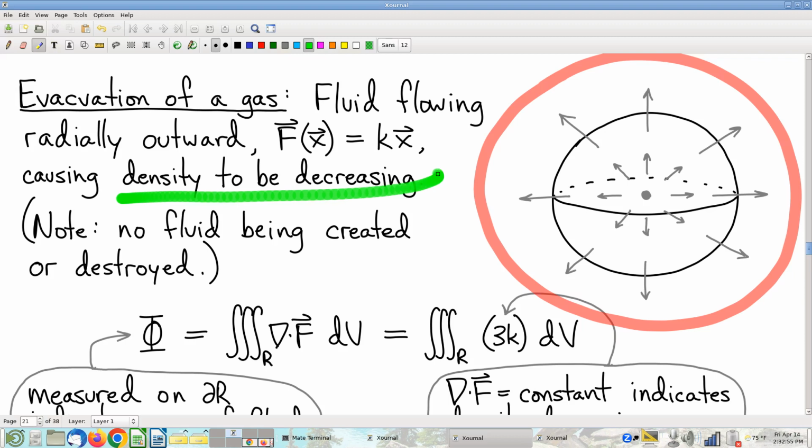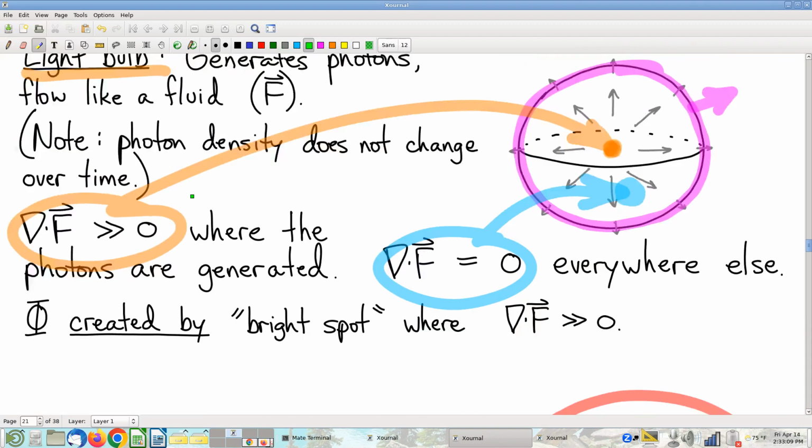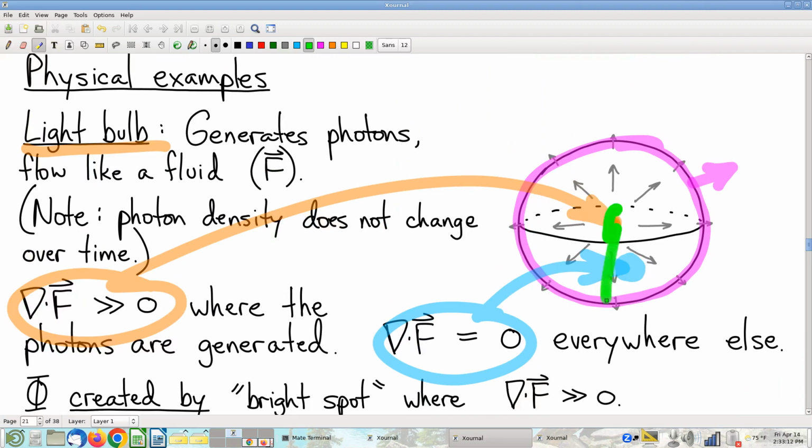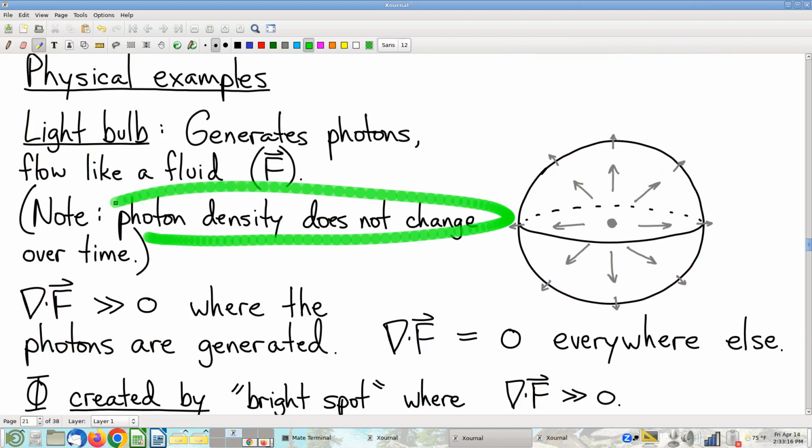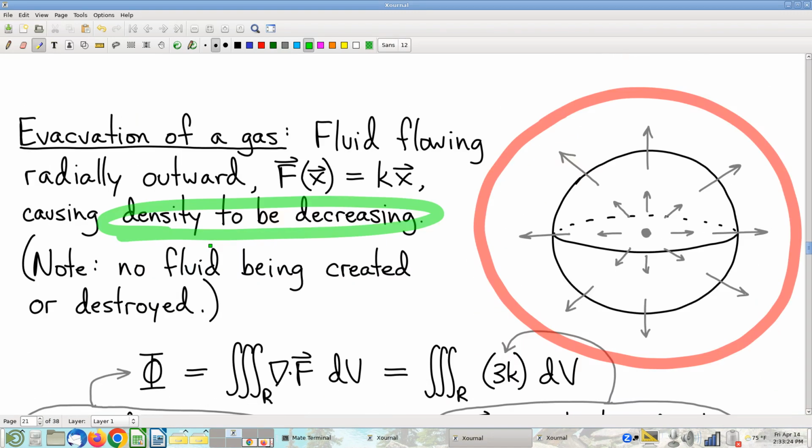The density of gas is changing. The density of gas is not constant. It's getting smaller and smaller. The bigger the balloon gets, the less dense the gas is on the inside. And by contrast, right? Think back to the photon fluid example we just talked about. With photons, the density doesn't change at all. This is a very different kind of a fluid than the photon fluid.